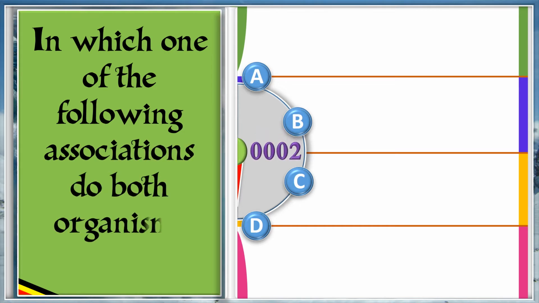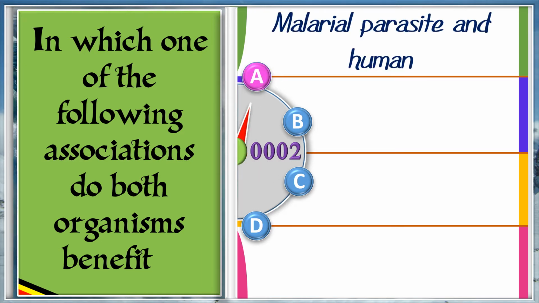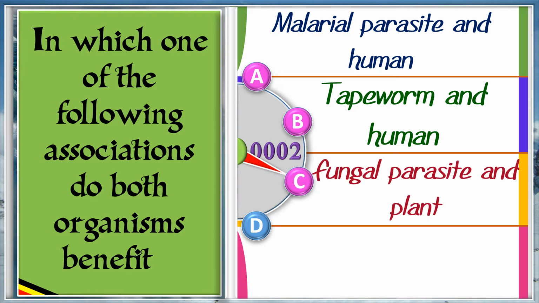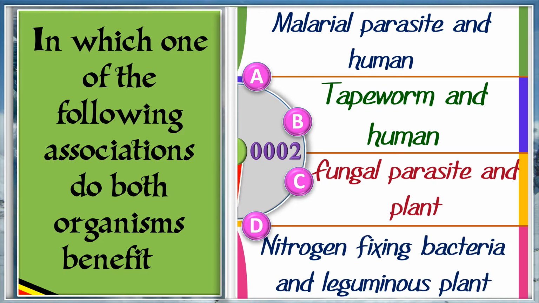In which one of the following associations do both organisms benefit? A. Malarial parasite and human. B. Tapeworm and human. C. Fungal parasite and plant. D. Nitrogen fixing bacteria and leguminous plant. And the answer is D. Nitrogen fixing bacteria and leguminous plant.